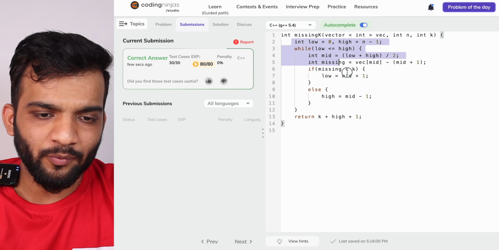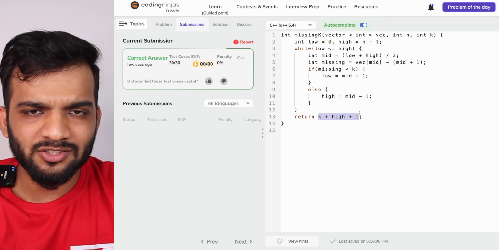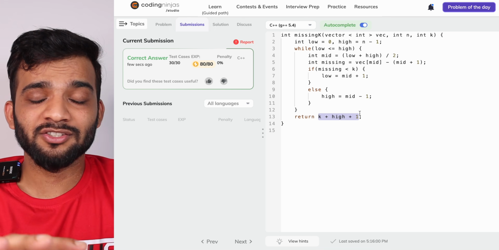So this is how the code will look like. You can return k plus high plus 1, or you can also return low plus k. That is your wish. So I have submitted this code and it works.